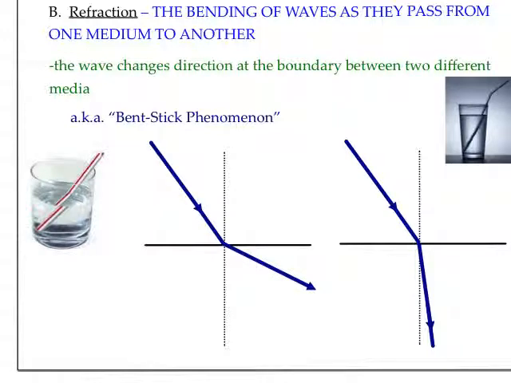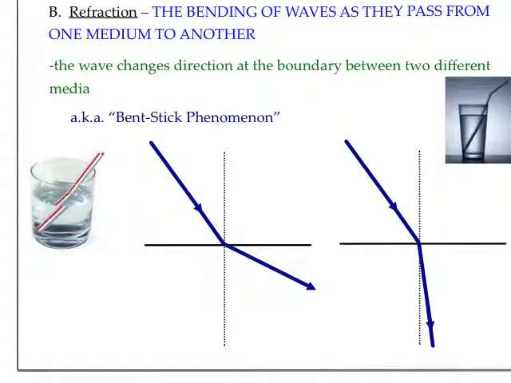Our next term is called refraction, and this is the bending of waves as they pass from one medium to another. So in this case, we have a barrier that separates two different materials. When we have refraction, it's not a solid surface that would cause the wave to bounce back, but rather a surface that can allow that wave to continue traveling, but it's going to throw it off course a little bit. So the wave is going to change direction at the boundary between your two different media. Sometimes you'll see this called the bent stick phenomenon. So I put a couple of pictures here for you.